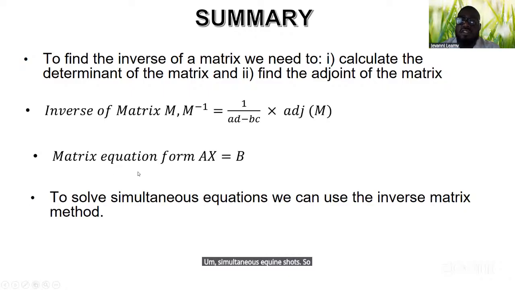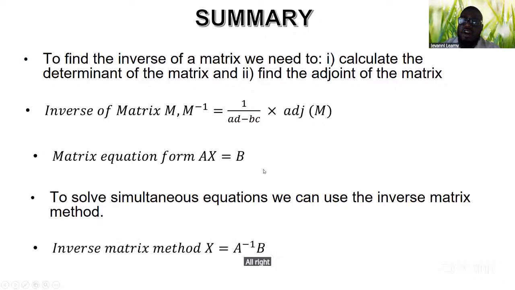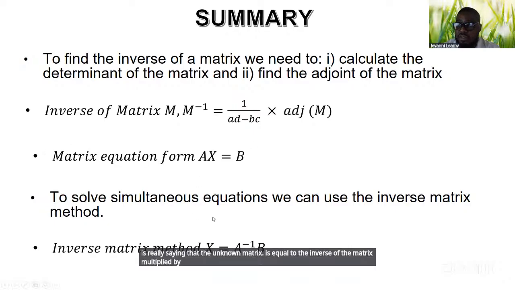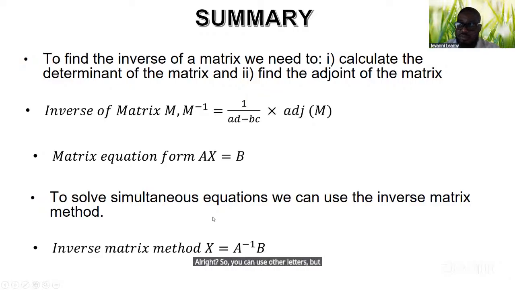Another thing to note, the matrix equation is AX, matrix A times matrix X, is equal to matrix B. They can ask you a question to write this in the form of a matrix equation, and this is what they make reference to. To make it a little simpler, the inverse matrix method is really saying that the unknown matrix is equal to the inverse of the matrix multiplied by the resultant matrix, which is B. You can use other letters, but we generally use matrix B.